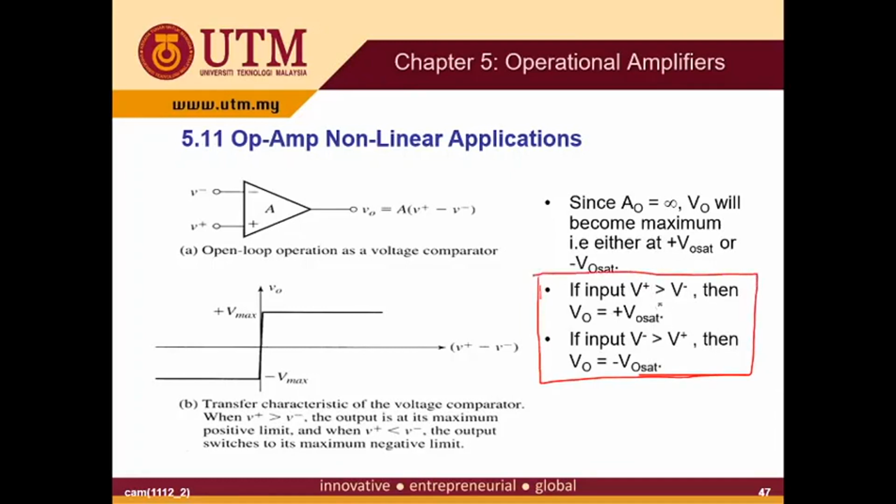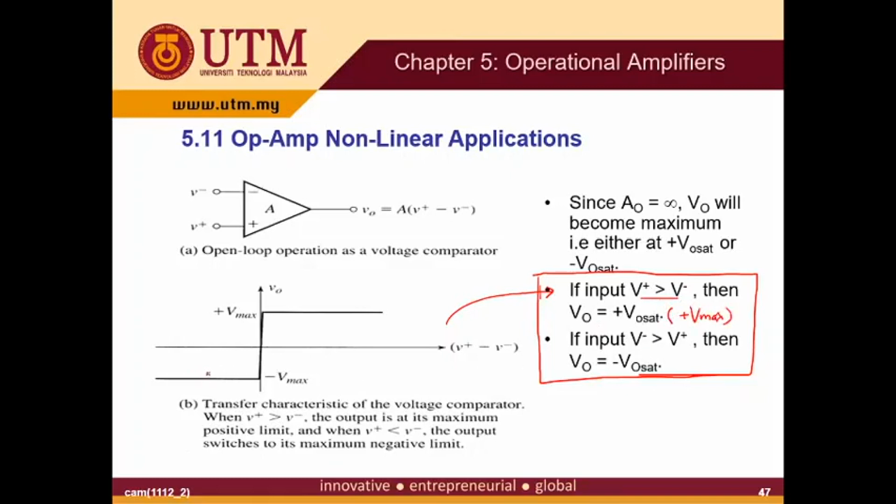Okay, take a look at this statement. In this positive input region where V plus minus V minus is larger than 0, this is where V plus is larger than V minus. When V plus is larger than V minus, V out will equal plus V out saturation. V out saturation is plus V max.